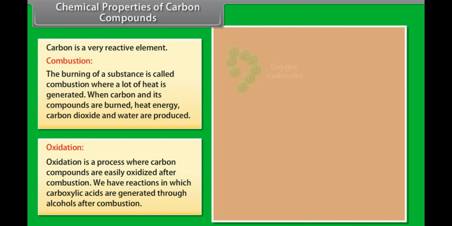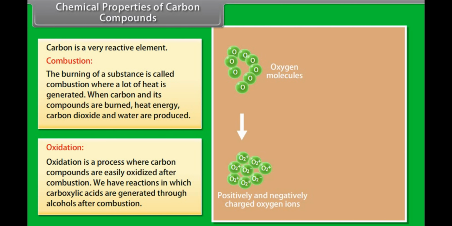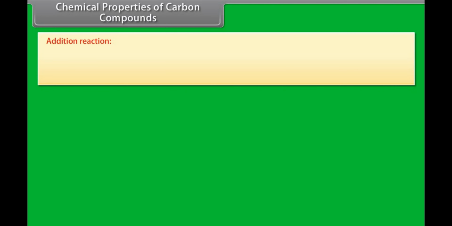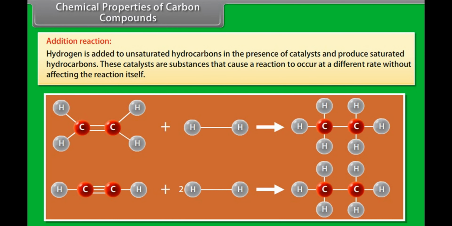Oxidation. Oxidation is a process where carbon compounds are easily oxidized after combustion. After complete oxidation, additionally, we have reactions in which carboxylic acids are generated through alcohol after combustion. Addition reaction. Hydrogen is added to unsaturated hydrocarbons in the presence of catalysts and produces saturated hydrocarbons. These catalysts are substances that cause a reaction to occur or proceed at a different rate without affecting the reaction itself.